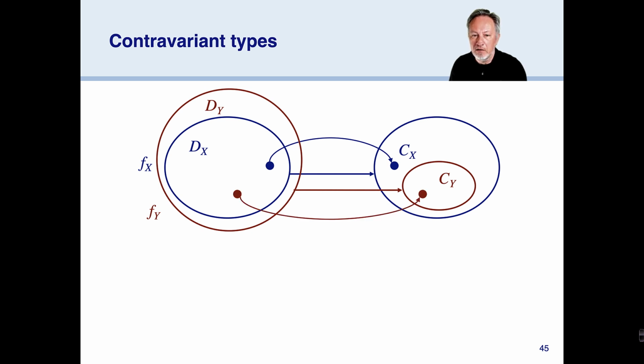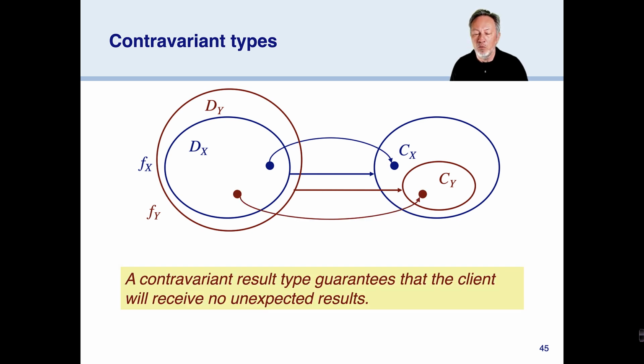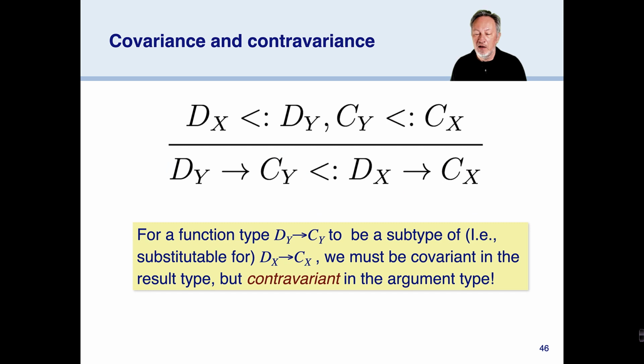So then we have a type system that's sound and that guarantees that the client will receive no unexpected results. And this is what a contravariant type rule would look like.